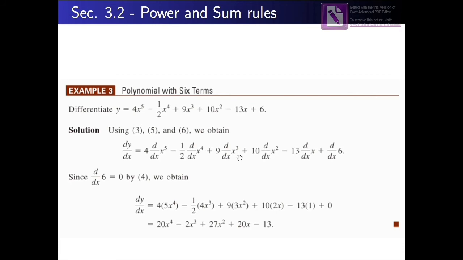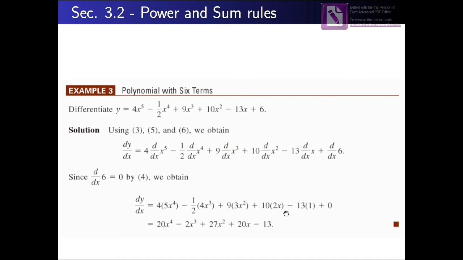So let us find the final result one by one. So 4 will be the same. Derivative of x power 5 will be 5x power 4, minus half will be constant. Derivative of x power 4 will be 4x power 3, plus 9 is a constant. Derivative of x cubed will be 3x squared, plus 10 is a constant. Derivative of x squared will be 2x, minus 13 is a constant. Derivative of x will be 1, plus derivative of 6, which is the derivative of any constant, will be equal 0.